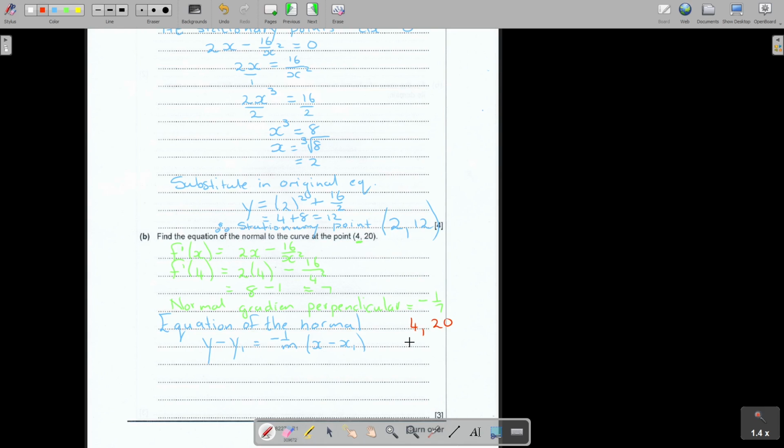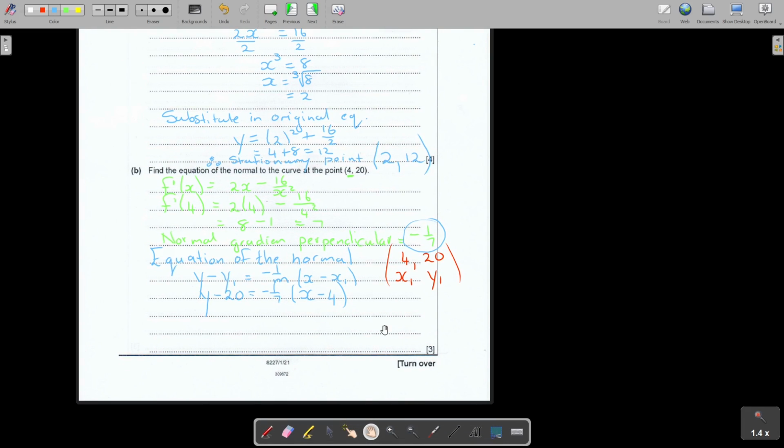So this is going to be y, start with y. Where do you start with y? This is x1, this is y1. Just keep it in mind. So I'm going to say y, and in the place of y1, I put 20. Now I already took the reciprocal. Otherwise, you just say negative 1 over 7. That's why the formula says it like that. And then x minus 4. And basically just going to simplify now.